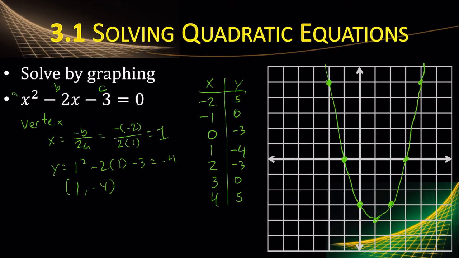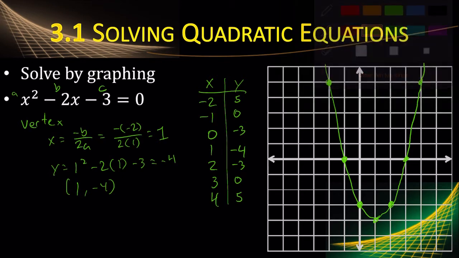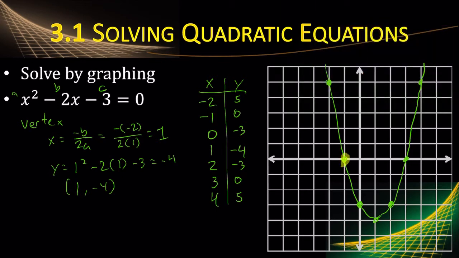And our answers are the points where it crosses the x-axis. So my answers are negative 1 and 3.